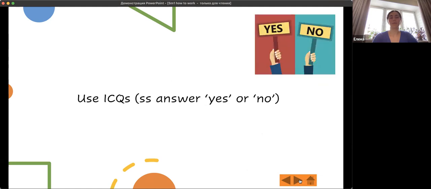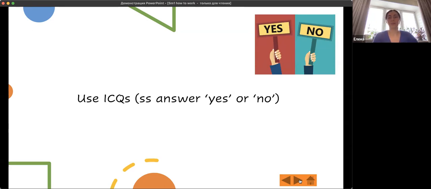Then also, it's great to use instruction checking questions where students can answer yes or no. So it's like, look and listen. Then you ask, listen? and they can say yes or no, and so on. You need to understand whether they understand you.